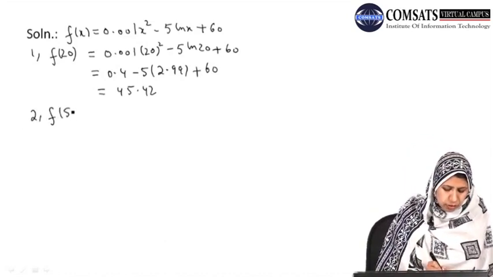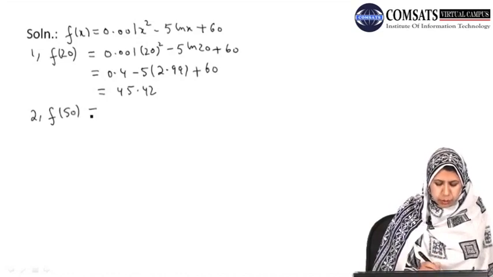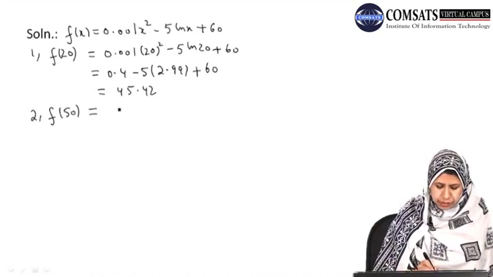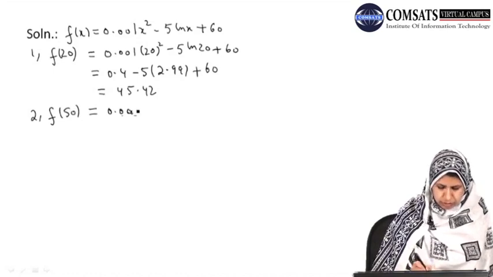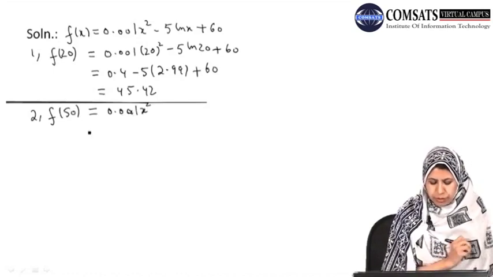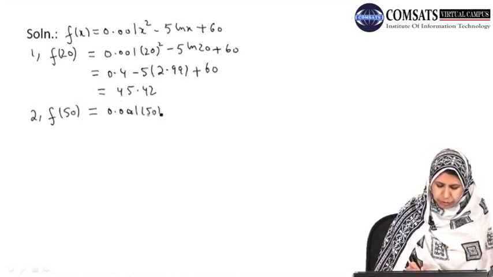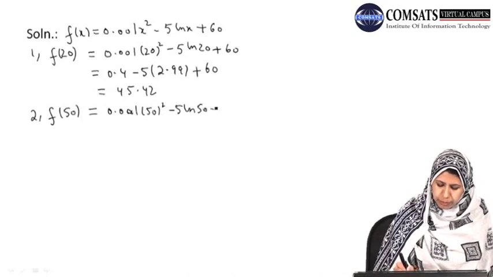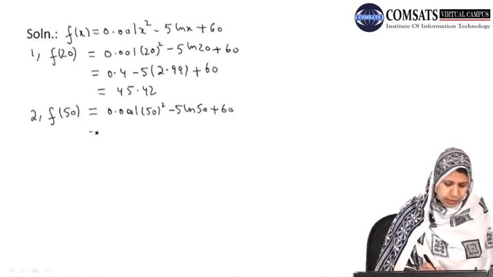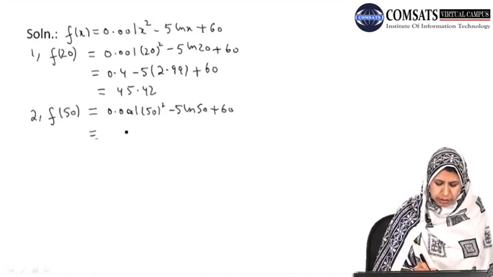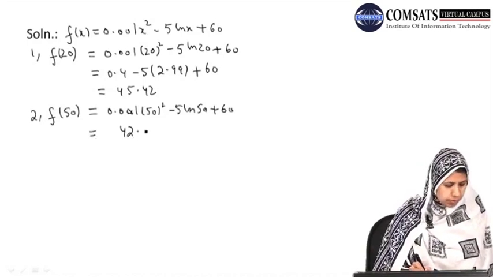Similarly, we can find the cost if 50 analysts are used by putting the value of x equals 50 in our logarithmic function. This should be 0.001 times 50² minus 5 natural log of 50 plus 60, and simplifying we obtain that the cost will be somewhat reduced to 42.94.